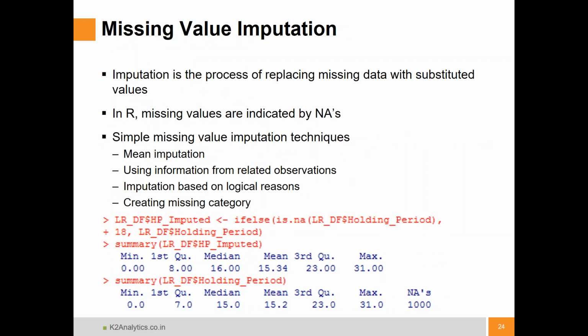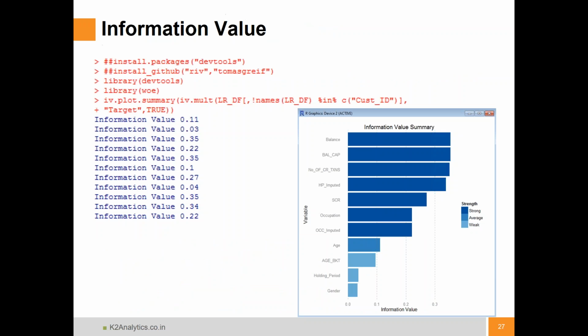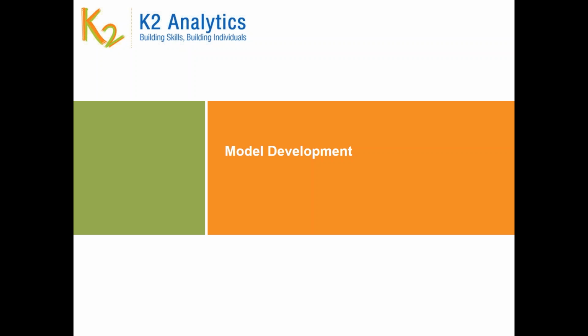Missing value imputation can be done by mean value imputation, or you can build a linear equation for the missing values and then impute using the linear equation, or you can do imputation using k nearest neighbor and so forth. And then I informed that to identify variables which are significant, we have a concept called information value. We saw information value, and in the last session we did an extensive amount of visualization, pattern detection. We saw how trends can be modified and how those trends can make sense. At times, based upon the trends, we may have to do variable transformation.